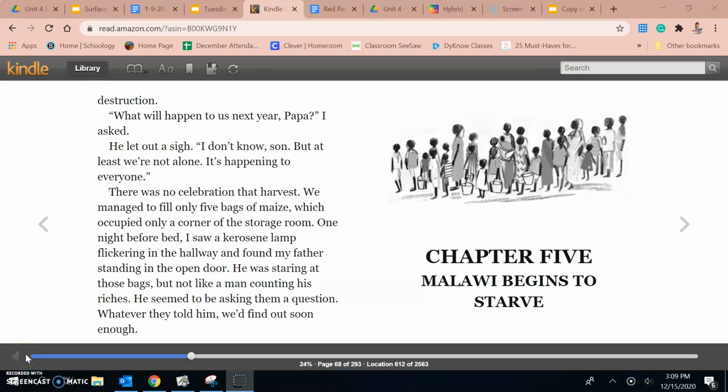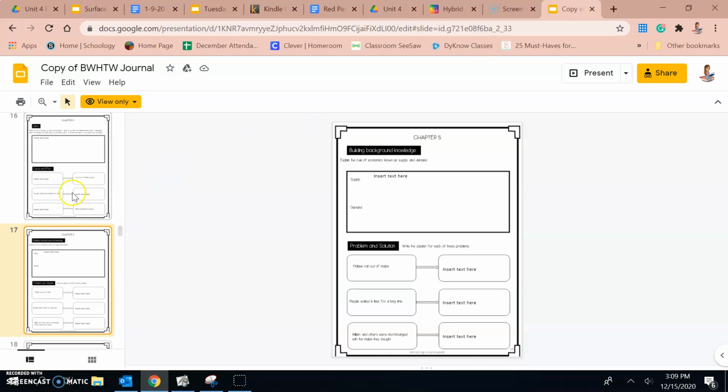Welcome to Chapter 5, Part 1 of The Boy Who Harnessed the Wind. Our chapter title for today is Malawi Begins to Starve. Based on that title, you can probably conclude that this is going to be a more dark, serious tone for Chapter 5. Before I start reading, make sure you have your Boy Who Harnessed the Wind journal as always.